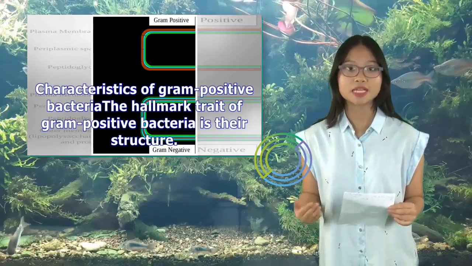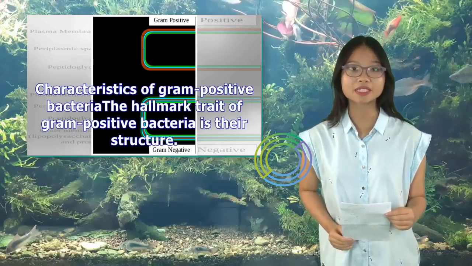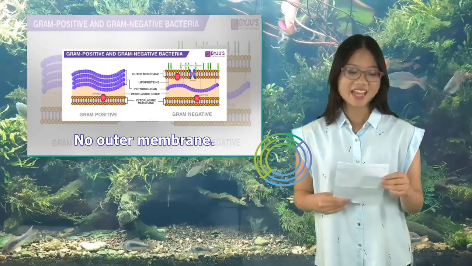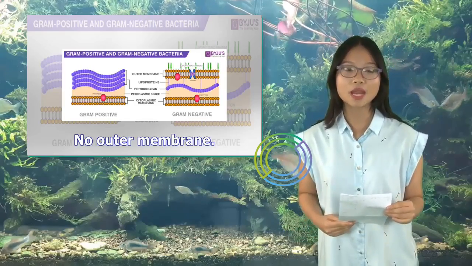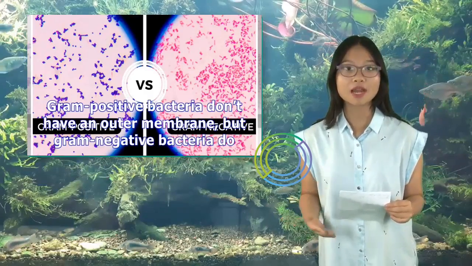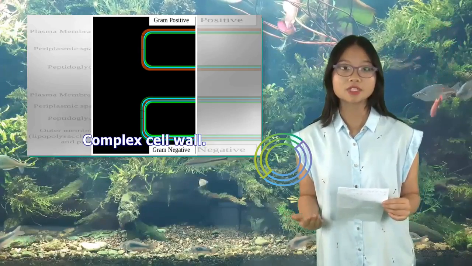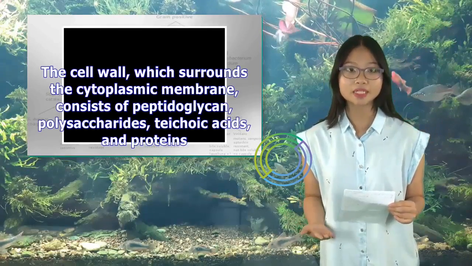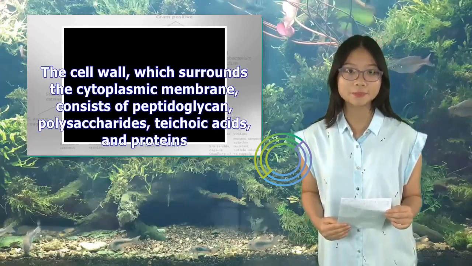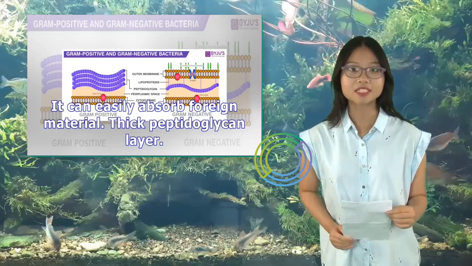Characteristics of gram-positive bacteria. The hallmark trait of gram-positive bacteria is their structure. Generally, they have the following characteristics: no outer membrane. Gram-positive bacteria don't have an outer membrane, but gram-negative bacteria do. Complex cell wall. The cell wall, which surrounds the cytoplasmic membrane, consists of peptidoglycan, polysaccharides, teichoic acids, and proteins. It can easily absorb foreign material.